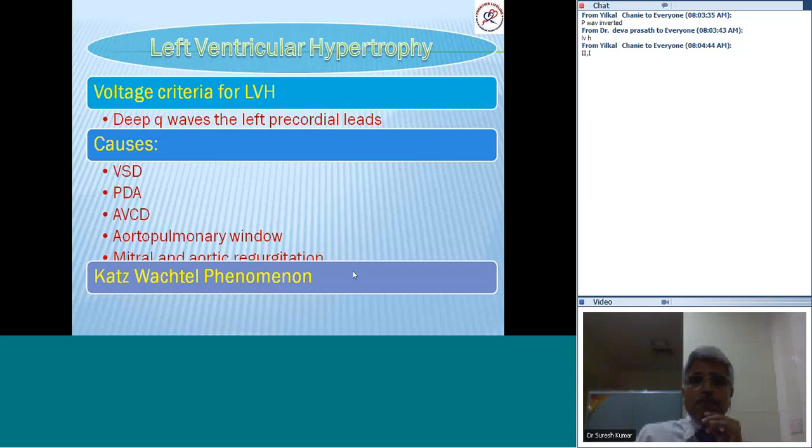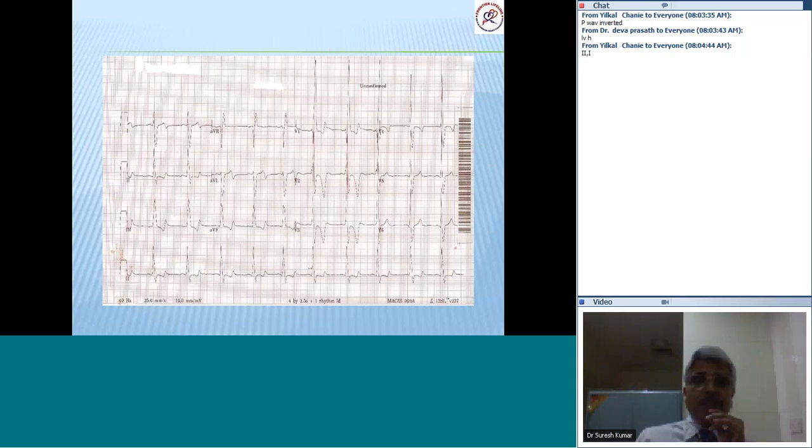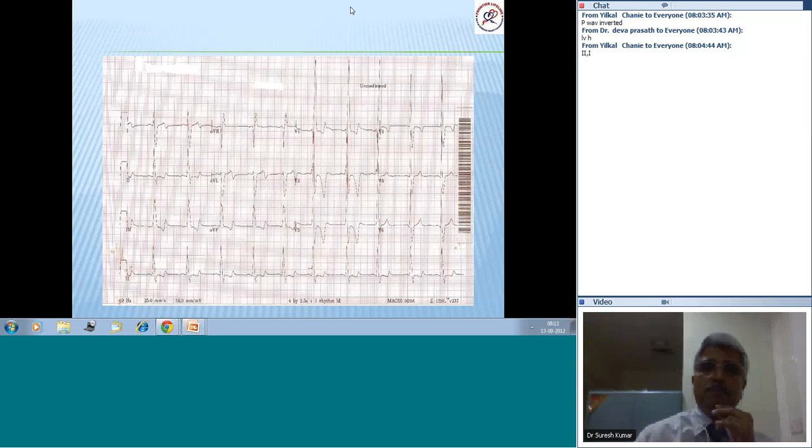Now see this. It's a little less distinct compared to my previous ECGs, but I hope you can see this and give me a diagnosis. Yep, I'm waiting for a response. You're all very slow in responding today.